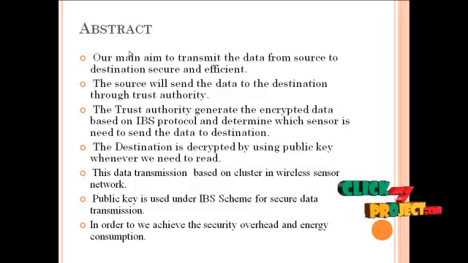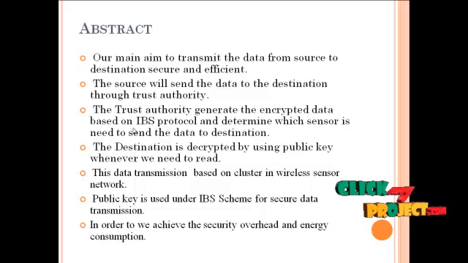Here the important part is the trust authority. The trust authority is the main entity. We have to generate the encrypted data based on the IBS protocol. We have to choose any one of the destinations and also send the data. The data must be sent through the trust authority. The trust authority is the main part. We have to implement the IBS protocol and also analyze which sensor is apt for our destinations.